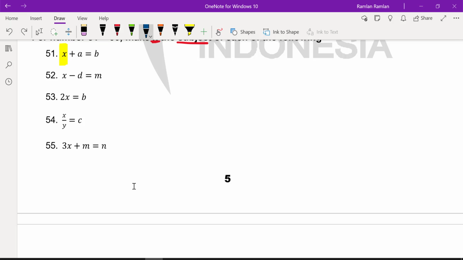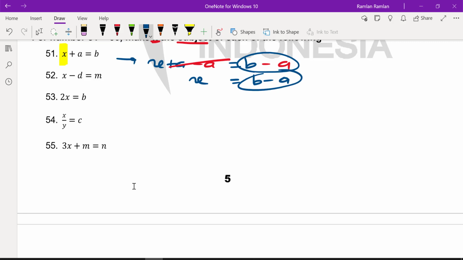To get rid of this, we just do the opposite operation of the process. In here we have addition, so we need to subtract. So x plus a equals b, you subtract both sides by a, right? Because a minus a is just 0, x plus 0 is just x. Don't change this guy. If this is b minus a, it's just b minus a, don't change it.